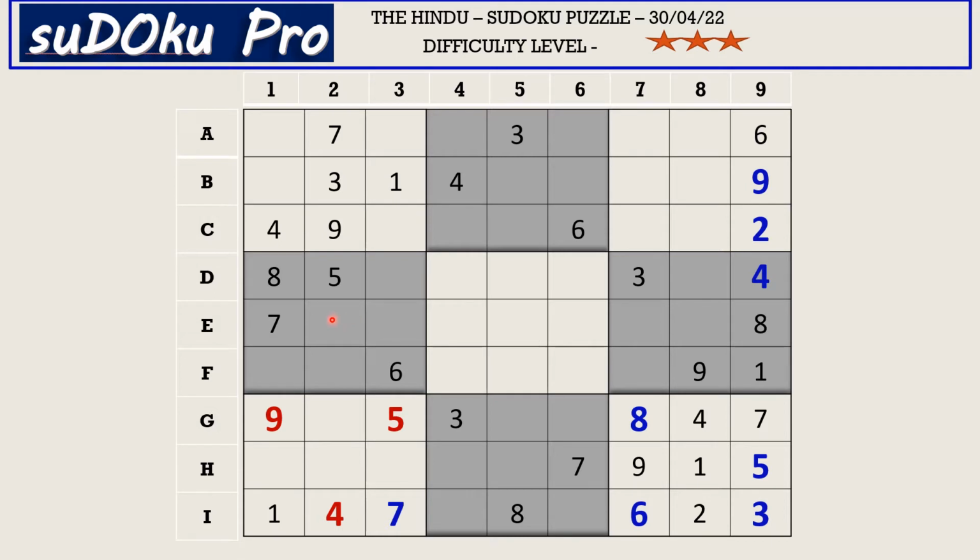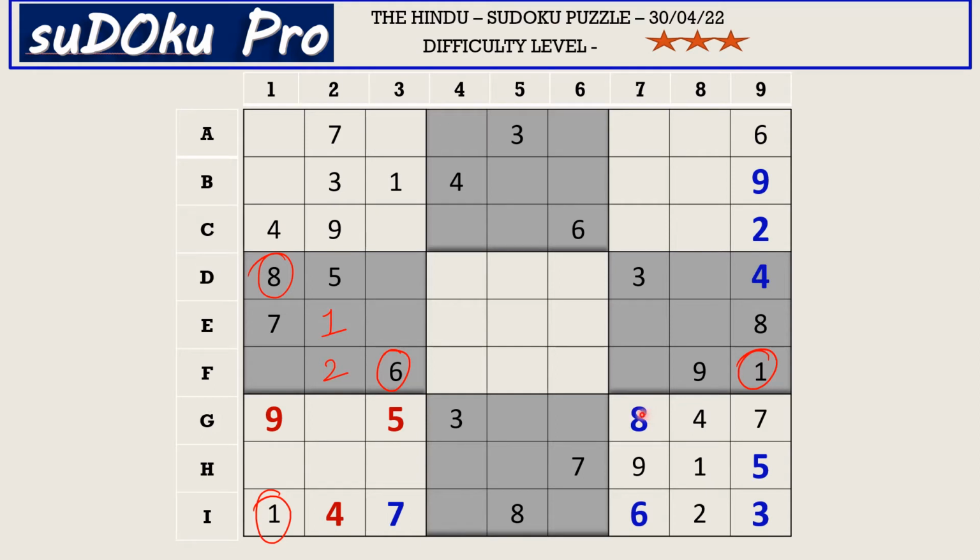Now let's try to fill column 2. There is a 1 here which blocks these two cells. So 1 has to be in one of these two cells, but you have 1 blocking from here. So E2 takes 1. Now the missing numbers are 2, 6 and 8. 6 and 8 blocks this cell. So F2 takes 2. So 6 and 8 goes in these two cells here.